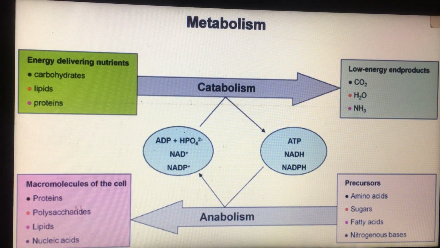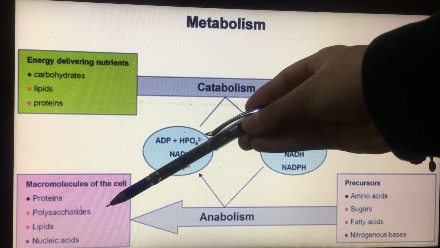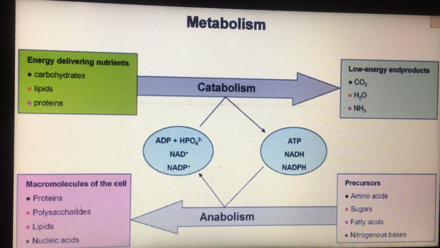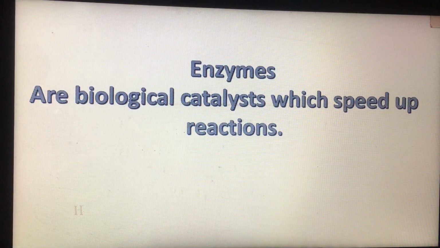Okay, now the question is, what determines whether glucose molecules are built up to produce, for example, polysaccharide, or broken down into carbon dioxide and water? What determines whether glucose molecules are built up into glycogen or broken down into carbon dioxide and water? Actually, the answer is enzymes.